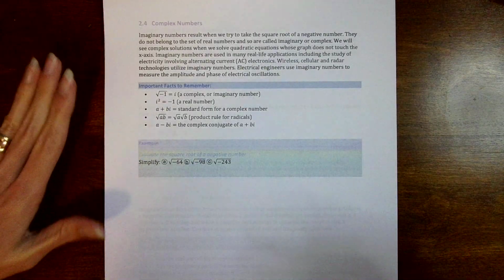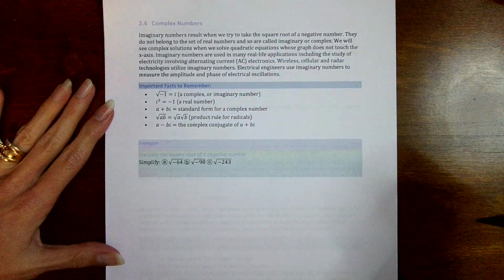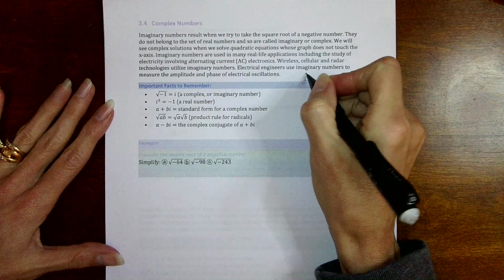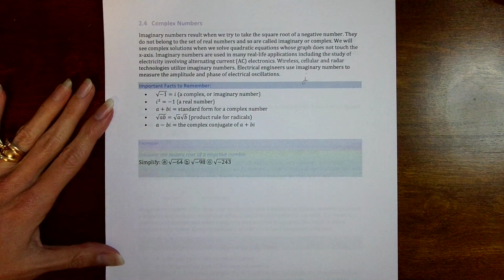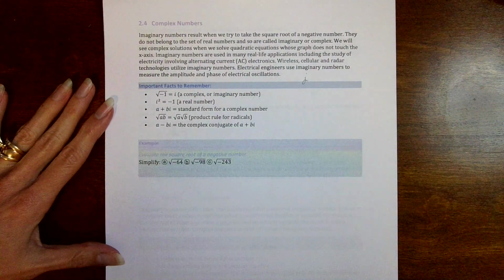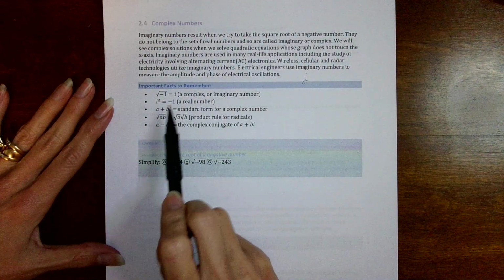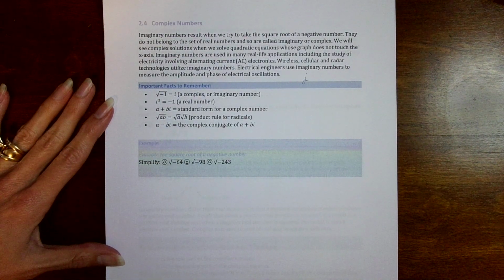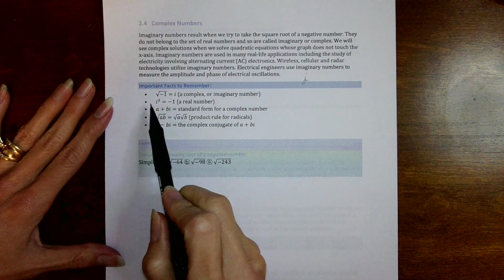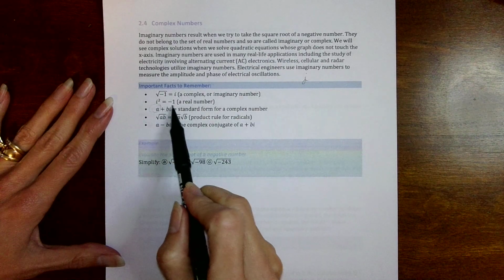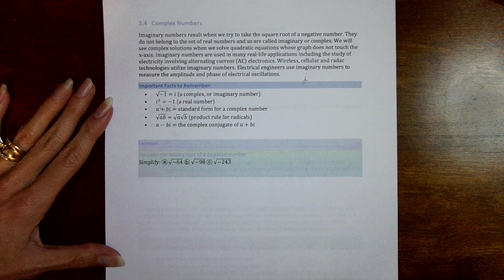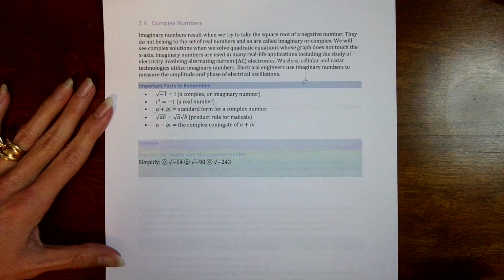If you are an electrical engineer or you take a circuits class, instead of i, sometimes they use j, but it means the same thing. So, important facts to remember: i is the square root of negative 1. So if I square i, I get negative 1 as my answer. a plus bi is a standard form for a complex number. So this is the real number, and this is the complex part. And technically any number can be written as a complex number, but we don't have to, so we don't.